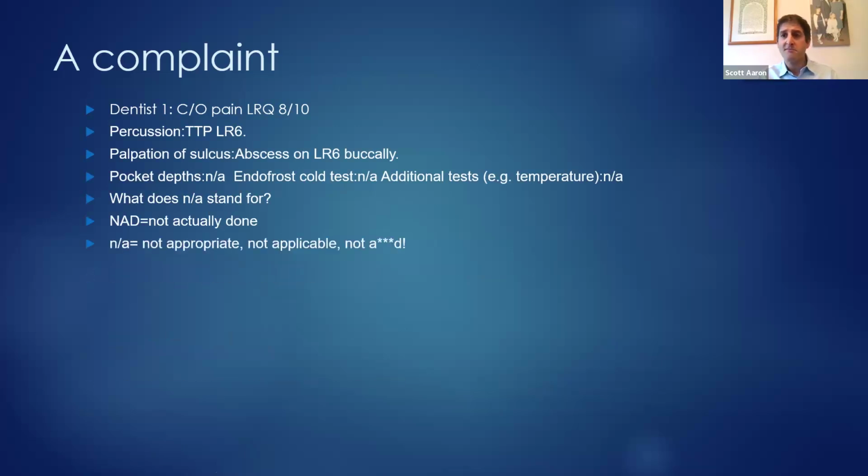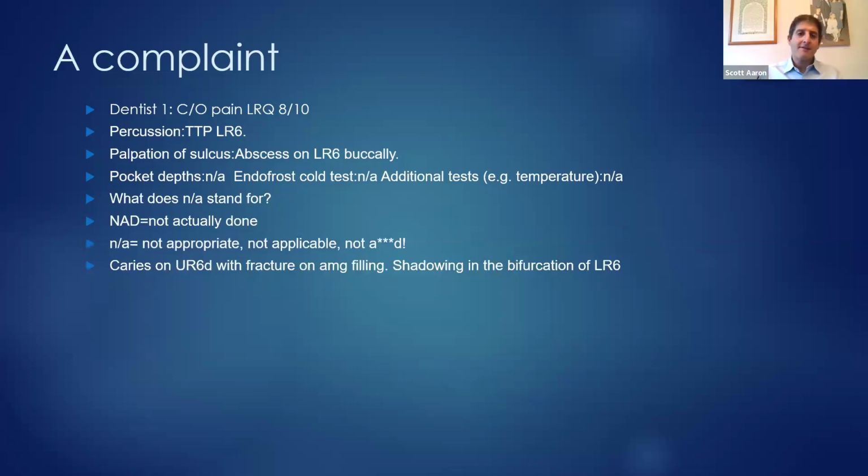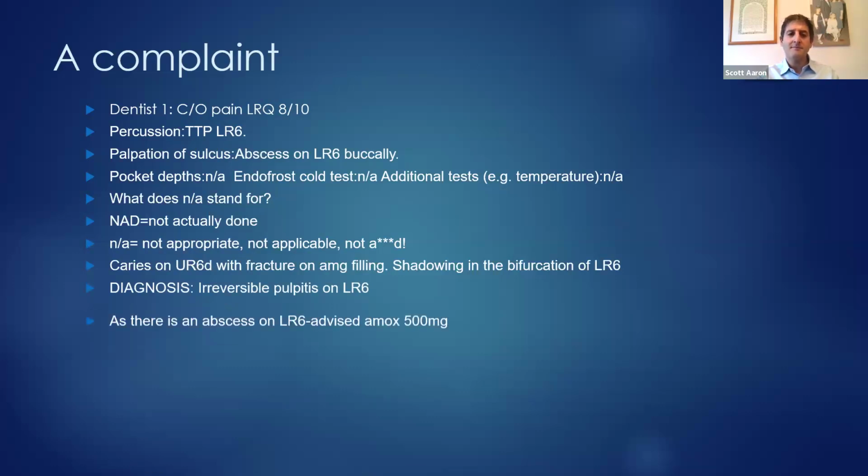NA: not appropriate, not applicable, can't be bothered. I'm not sure what it means. It means something. The dentist also noted there was caries upper right 6, broken filling and shadowing, and the bifurcation of the lower right 6, which is where the abscess is. Diagnosis written down: irreversible pulpitis lower right 6. And as there's an abscess, prescribed antibiotics.